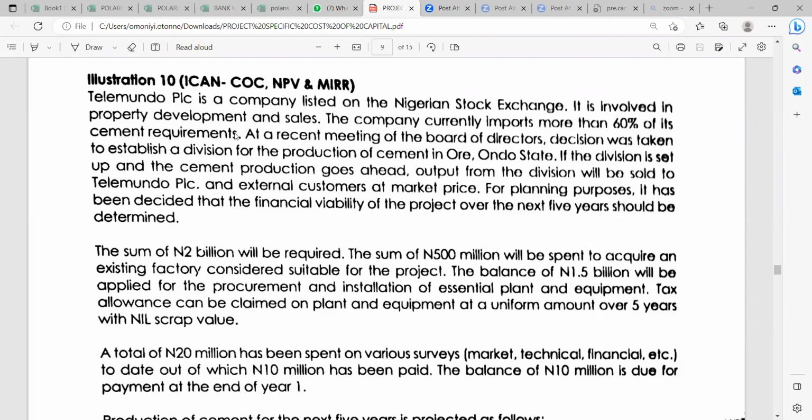Now, I told you that you use project-specific cost of capital when you are diversifying. Diversification could mean anything, like I explained to you. It could mean that you are producing a particular product and you now want to produce another kind of product. It could also mean you are moving from the financial sector into real estate. Or you were a private company before and you now want to become a public listed company so that you can be selling your shares to the public. That is diversification. So diversification could come in any form.